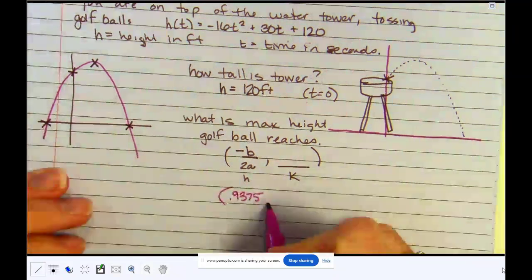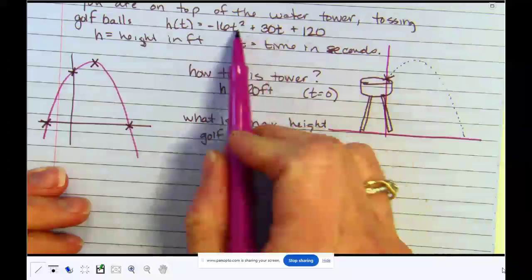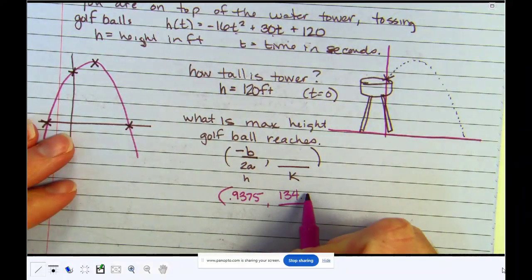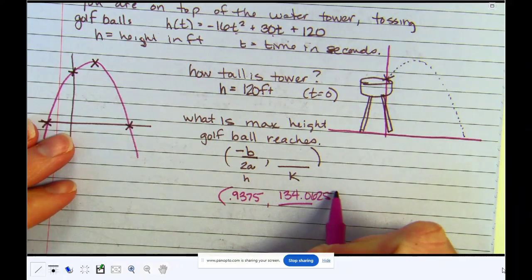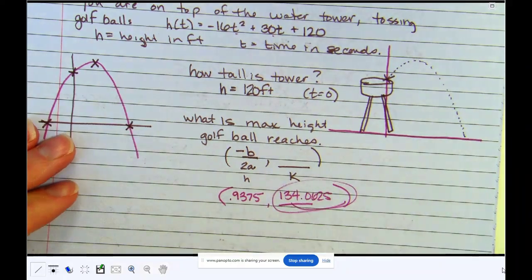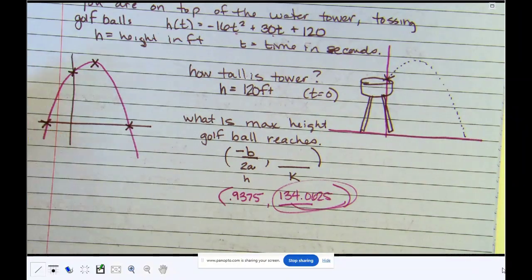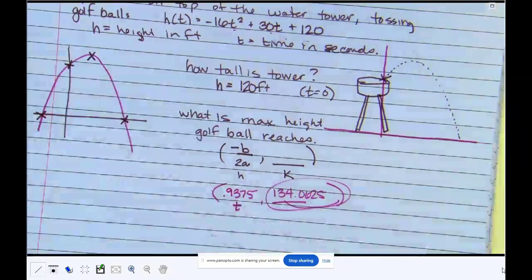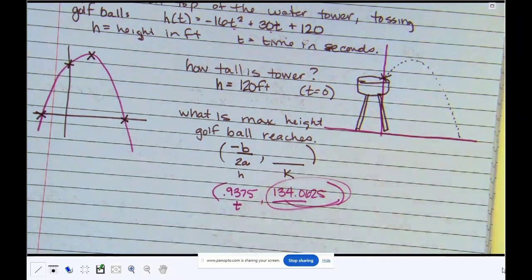And when you plug that in to your x's up here, what do you get? Okay, so there's your answer. How high the golf ball reaches is 134 feet, 0.0625. This would be how long it takes. So if I asked you how long it takes the golf ball to reach its maximum height, it's less than 1 second, so 0.9375 seconds.